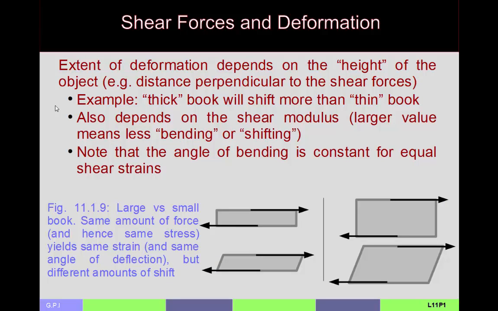The extent of the deformation ultimately is going to depend on the height of the object, which is the distance perpendicular to the shearing forces. Distance is between where the lower shearing and upper shearing forces might be applied. So this right here is the height, and this right here is the height of the smaller one. And the larger the object, the larger will be delta X for the same amount of shearing forces and the same shear modulus.